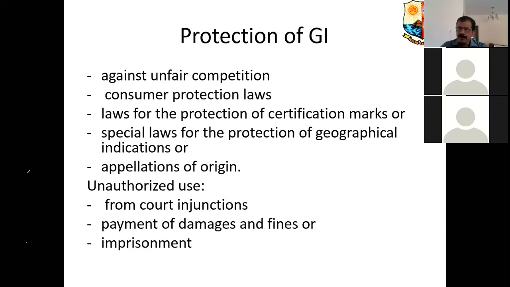Now, why do we need to protect it? As I told you, protection of GI is required since in many ways it can be misused. The law allows protection in so many aspects. It is not only infringement. The law will protect GI tagged items under various aspects.